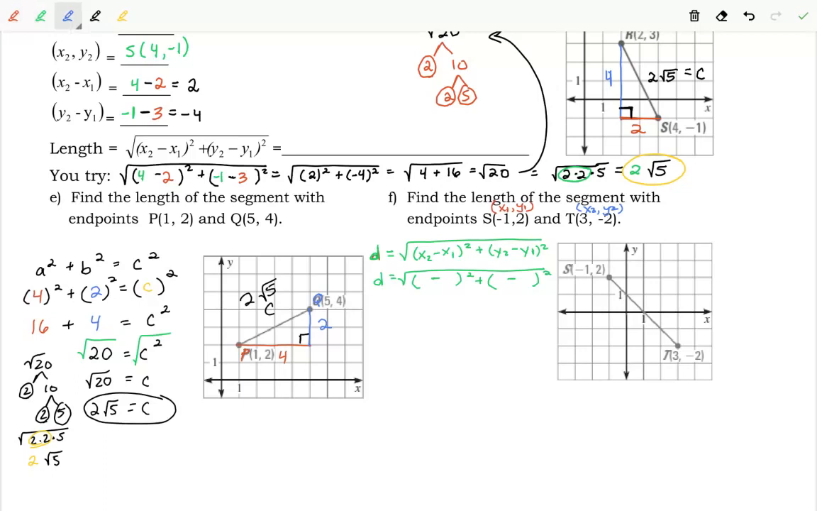Okay, so x2 is 3. x1 is negative 1. y2 is negative 2. And y1 is positive 2. So 3 minus a negative 1 is a positive 4. And negative 2 minus 2 is a negative 4.